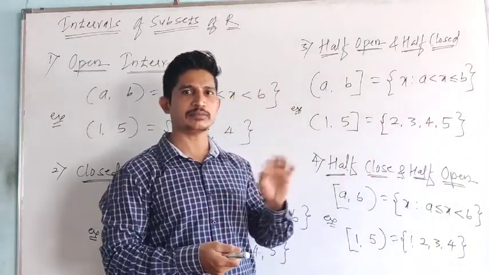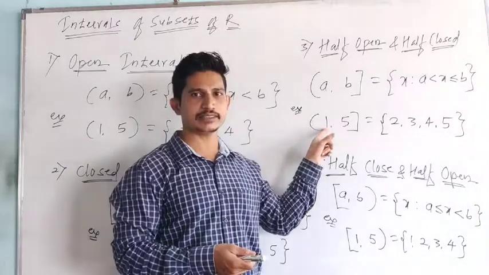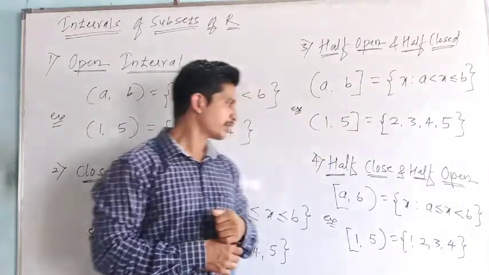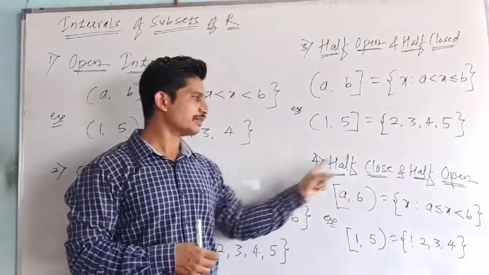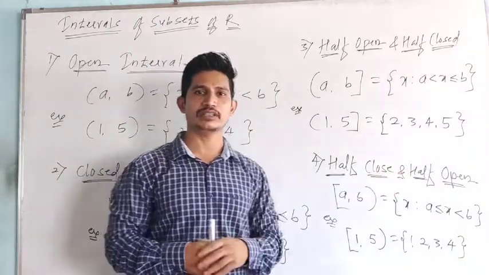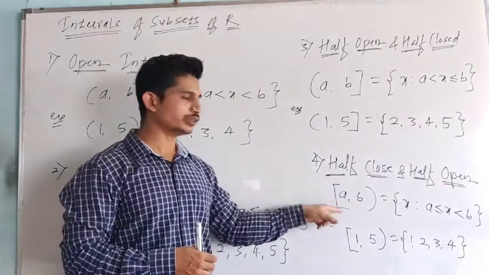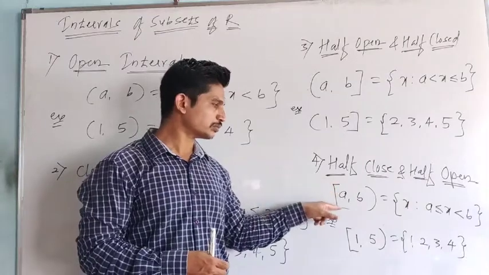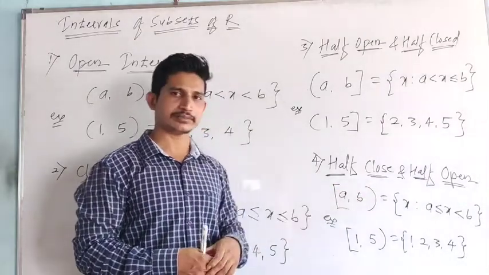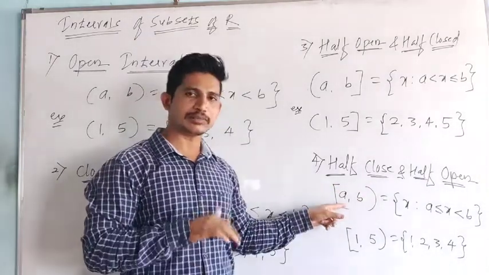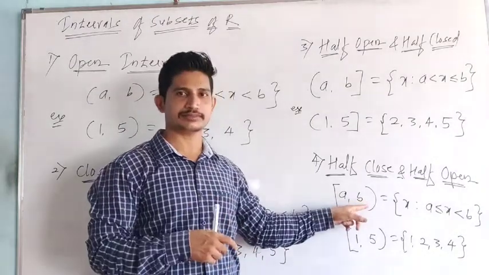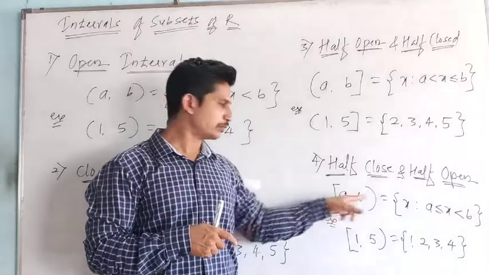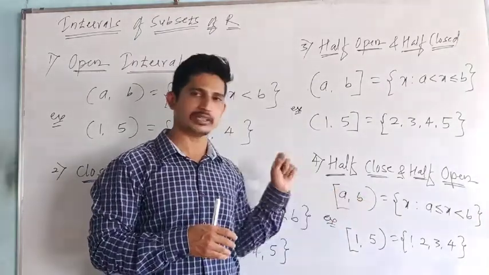Closed means we can take the boundary point. Open means we can't take this boundary point. 1 and 5 are the boundary points. Now the next one is the half closed and half open interval. That means first is the closed bracket, then will come the open bracket. That means a will come in the set, but b will not come. The boundary a will come because it is closed, but the boundary b will not come because it is open.